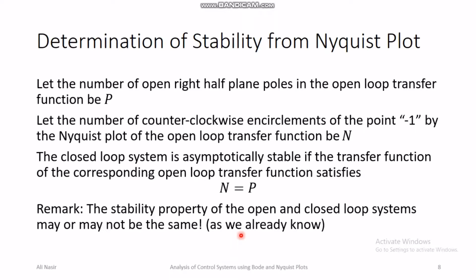So this is how you determine the stability from the Nyquist plot. You count the number of encirclements by the Nyquist plot of the -1 point, and then you count the number of open right half plane poles in the open loop transfer function. Then you compare the two numbers. If they are exactly the same, then you conclude that the closed loop transfer function is asymptotically stable.